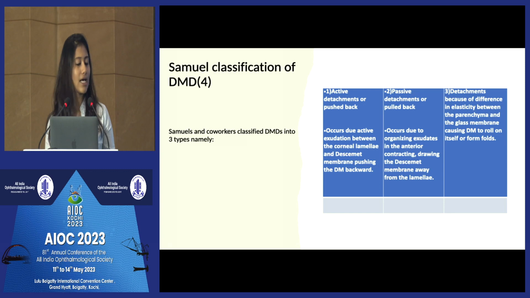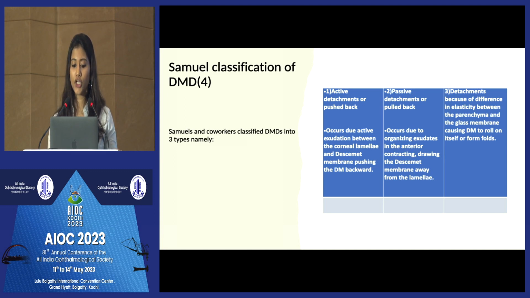So, going by the classification, we have the Samuel's classification of DMD, which is classified as active, passive, and combined. In active detachments, also known as the pushed back detachments, this occurs due to any active exudation between the stroma and the DM, which pushes the DM backward. In a passive detachment or a pulled back detachment, this occurs due to any organizing exudates or heme present in the anterior chamber, which draws the DM into the anterior chamber away from the stroma.